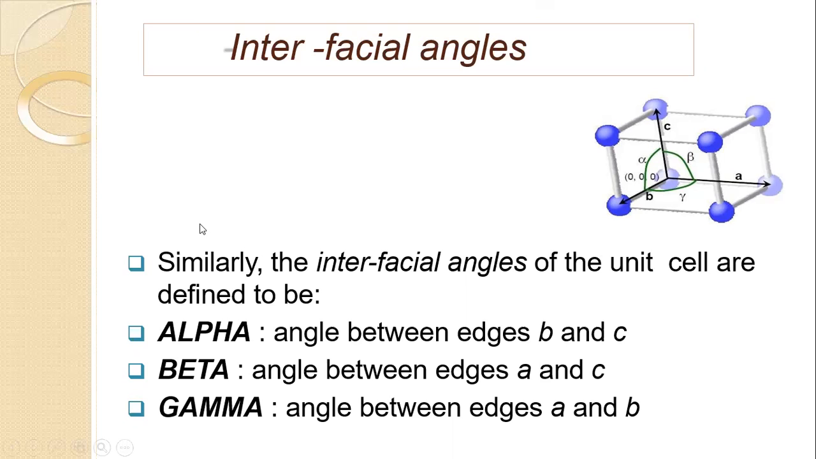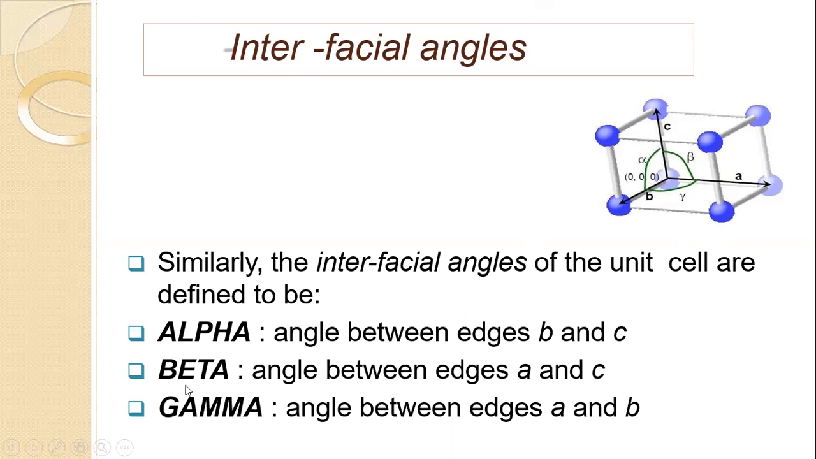So similarly, the interfacial angles of the unit cell are defined by three angles, that is alpha angle, beta angle, and gamma angle. First, coming to the alpha angle, the angle is between the edges B and C. You can see it in the picture there. The angle is between the B and C points.